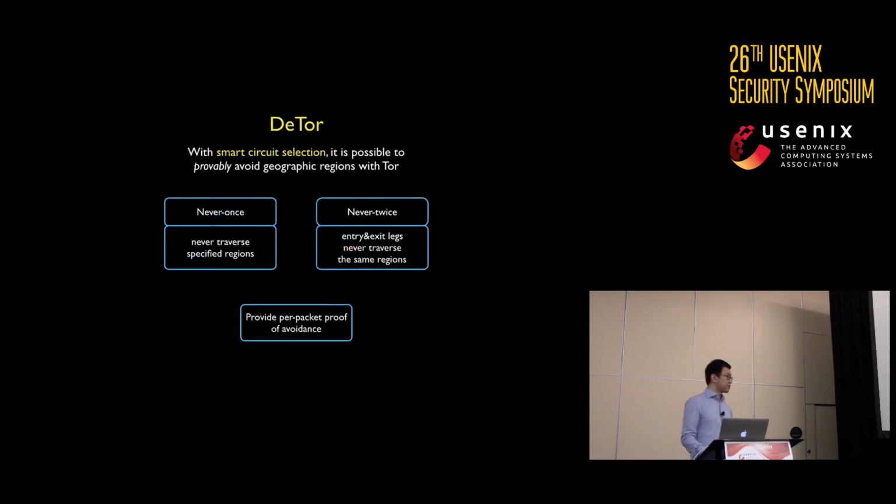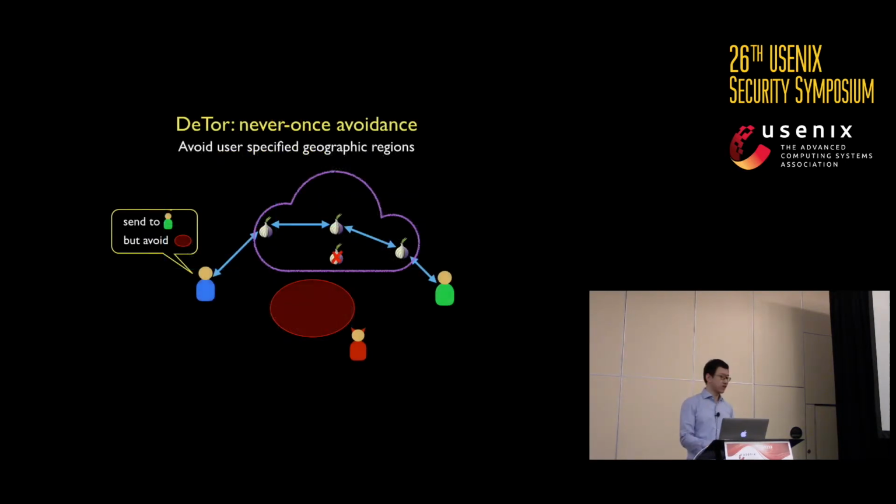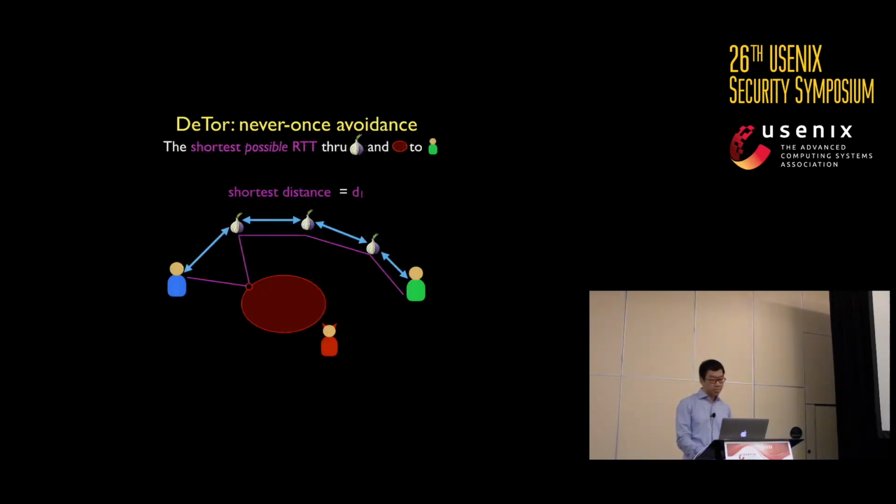Now let's look at how we apply this idea in never-once avoidance. Recall that in never-once, the user wants to find a circuit that avoids this specific region, with a smart Tor circuit selection. So we consider the shortest possible distance through the Tor circuit and through the forbidden region. If the packet traversed this region over the first leg, which is the leg from source to the entry node of the Tor circuit, then the shortest distance for this packet to traverse will be like this. Let's say this equals D1.